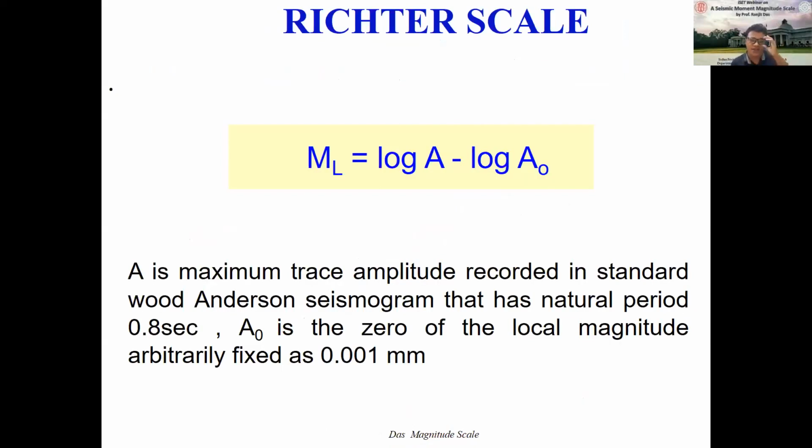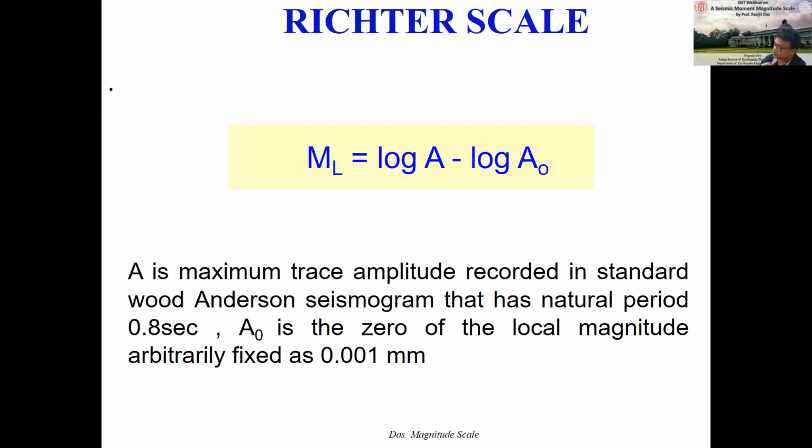Richter in 1935 first proposed a scale called the Richter scale, and the equation given was ML equals log A minus log A naught, where A is the maximum trace amplitude recorded on a standard Wood-Anderson seismogram that has a natural period of 0.8 seconds. A naught is the zero of the local magnitude, arbitrarily fixed as 0.001. That means at 100 kilometer epicentral distance, you will get this much amplitude. So this is the actual Richter scale developed for Southern California.